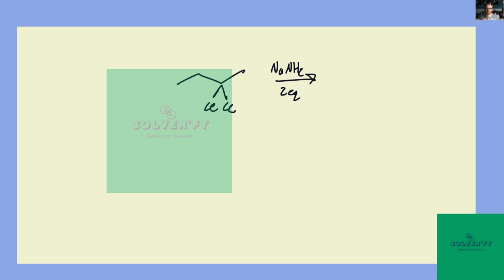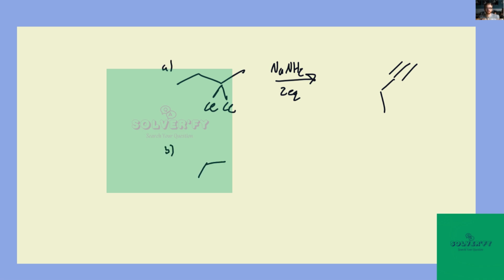So if you have two equivalents, it's going to remove both of these chlorines and then install two double bonds, or two pi bonds, resulting in a triple bond. And it's going to do this selectively at the less substituted carbon, which means that we're going to get an external alkyne, or we're going to get a triple bond on the end of the molecule. 1 carbon, 2 carbon, 3 carbon, 4 carbon. That would be our product. Okay, that's A.